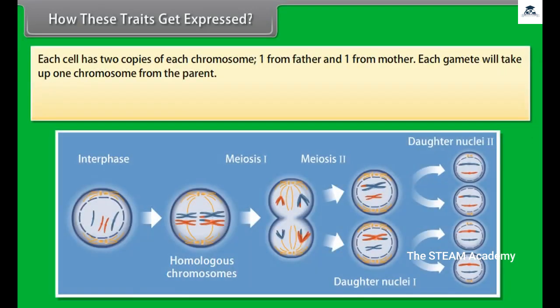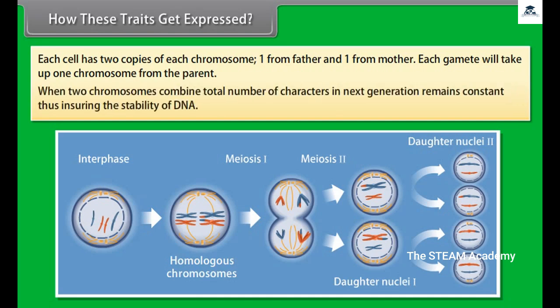Each cell has two copies of each chromosome, one from the father and one from the mother. Each gamete will take up one chromosome from the parent. When two chromosomes combine, the total number of characters in the next generation remains constant, thus ensuring the stability of DNA.